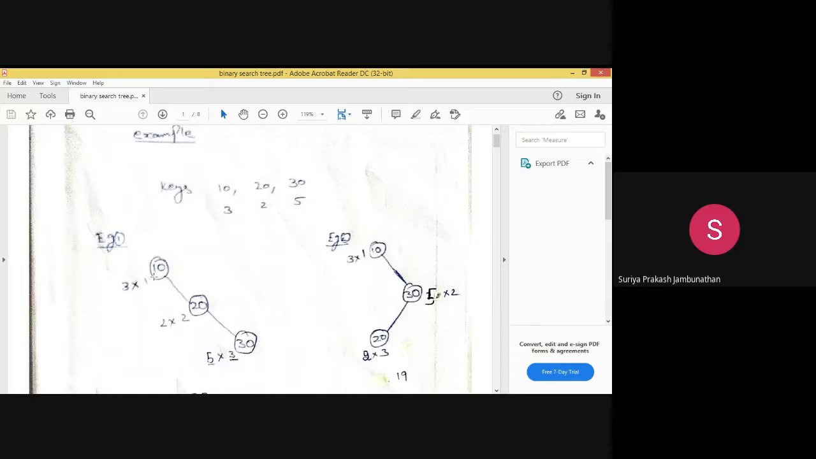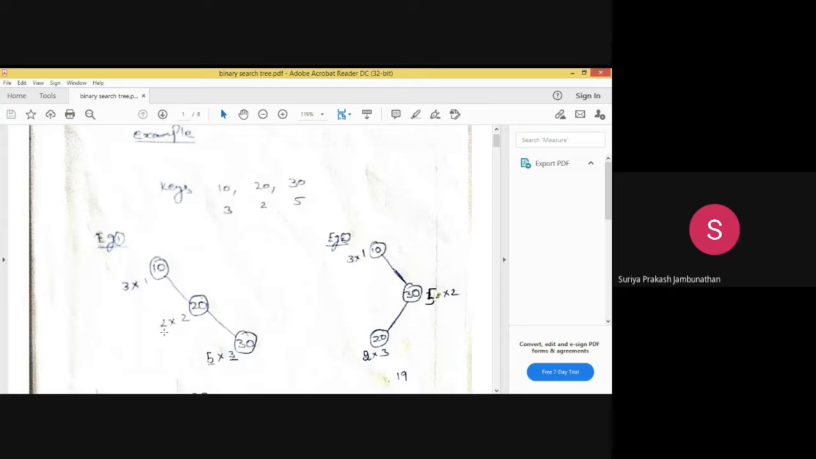In the first example, we are having 10 as the root node, 20 as the sub node, and 30 as the leaf node. Here we are just marking the node levels: this is the first node, this is the second node, and this is the third node. The frequency for 10 is 3, and we multiply it with the position, so 3 into 1. Next, the frequency for node 20 is 2, so 2 into 2. Next, the position for 30, 5 into 3.